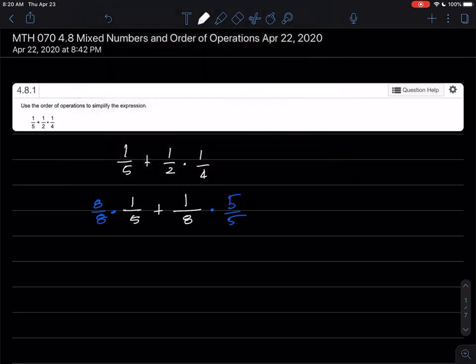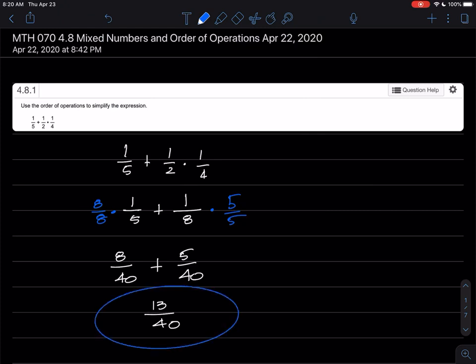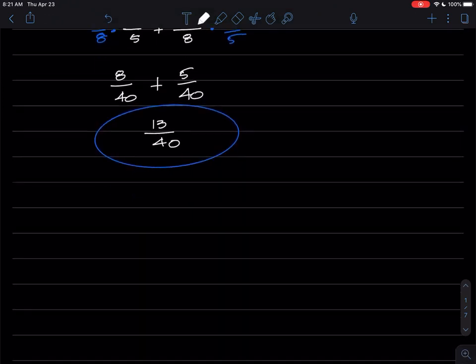Simplifying that, we get 8 times 1 is 8 over 40 plus 5 over 40. Now that we have the common denominator, we can add the numerators together. We end up with 8 plus 5 or 13 over 40. And that, my friends, is our final answer. So there's the first of our 5 or 6 examples today.